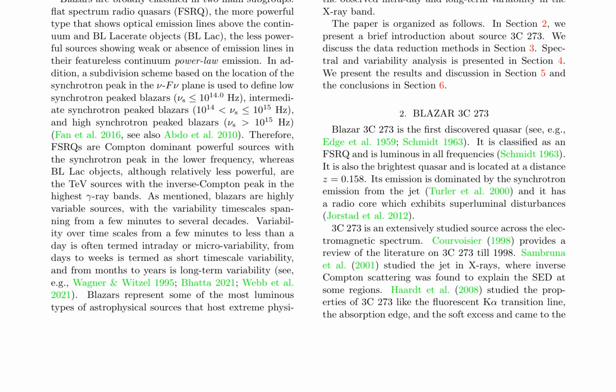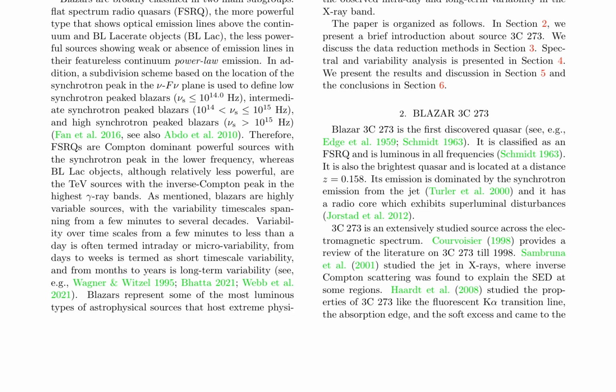The paper focuses on the variability study of the Blazar 3C273, an FSRQ and the first discovered quasar, using archival XMM-Newton data spanning 2000 to 2020. The goal is to constrain the physical mechanisms at the central engine of the AGN that shape the observed intraday and long-term variability in the X-ray band.